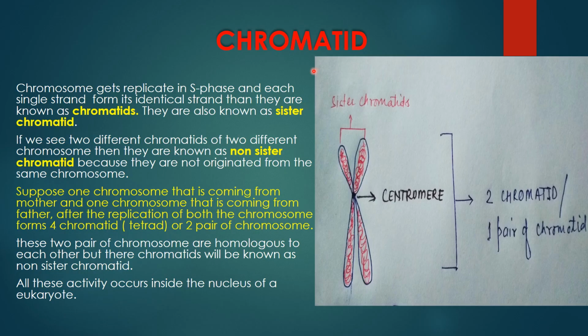Now let's talk about the chromatid. After the chromosome gets replicated in S phase, each single strand forms its identical strand. As you can see, each strand has formed an identical strand which is known as chromatid or sister chromatid. If we see two different chromatids from two different chromosomes, they are known as non-sister chromatids. Why are they known as non-sister chromatids? Because they are not originated from the same chromosome.